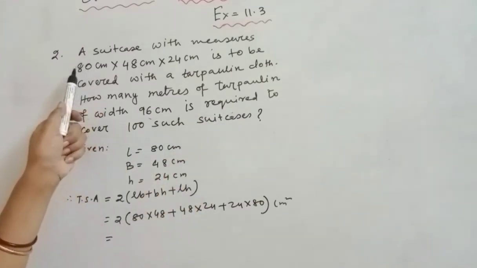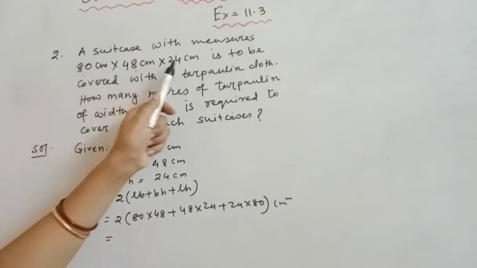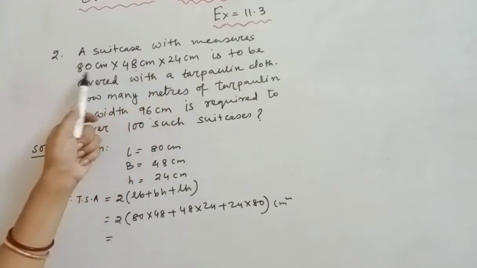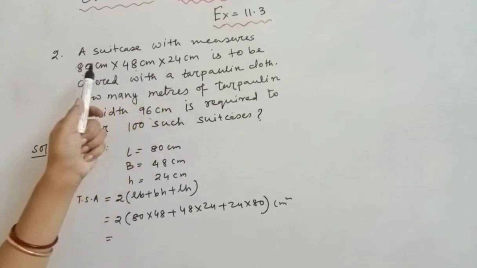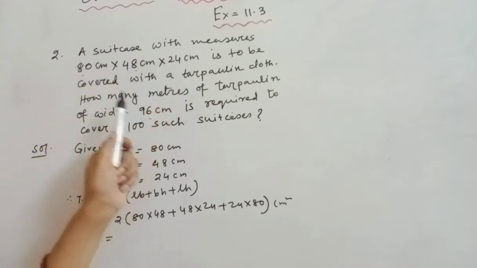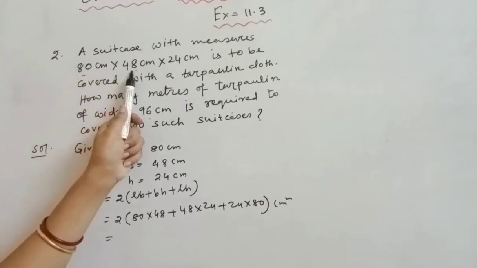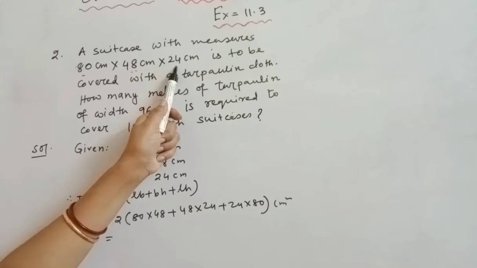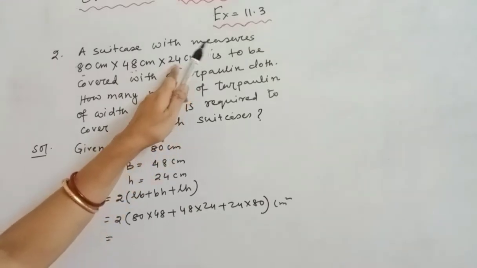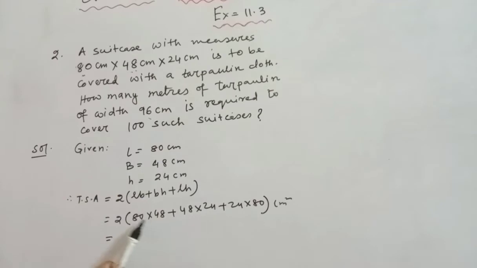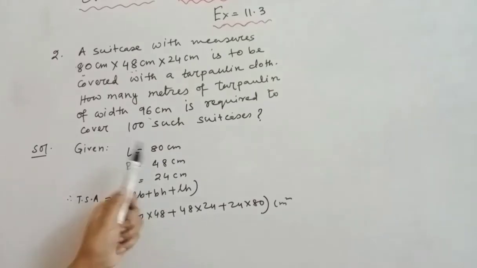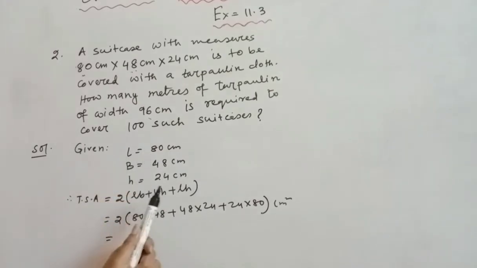Now from the beginning, 80 centimeter into 48 centimeter into 24 centimeter, these are the measurements of the length, breadth and height of the suitcase. The first one we will take as length, the second as breadth, and the third as height of the suitcase. So for one suitcase we can find out how many centimeter square of cloth will be required to cover it with a tarpaulin cloth, by finding the total surface area.